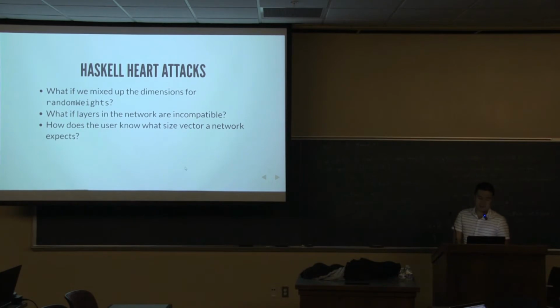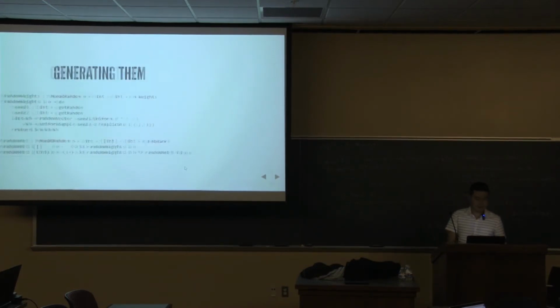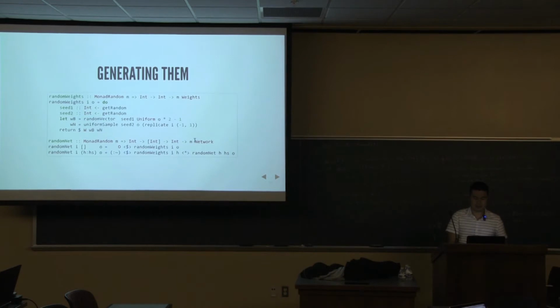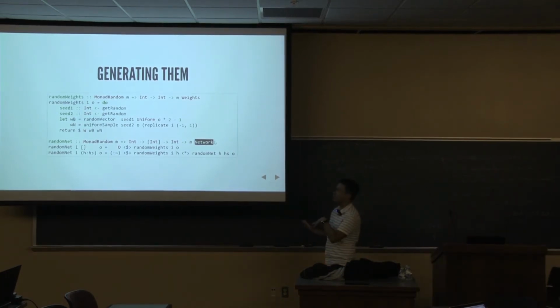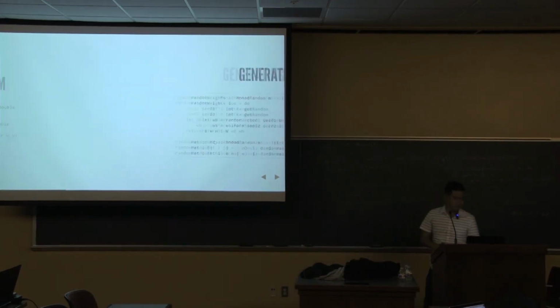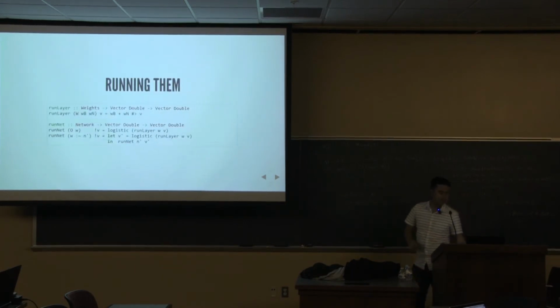And how does the user know what size a network expects, right? This is kind of an end user issue. The type of a network is just Network. Is this the type of this network? Does this expect a 2 vector or 3 vector or 10 vector, 100 vector? Does it expect a matrix? Who knows? Well, actually, we know it expects a vector because of the type of runNet. But even looking here, this is dangerous, right?